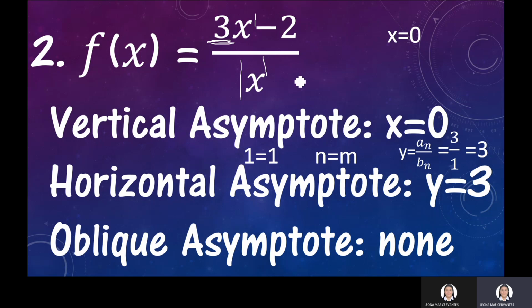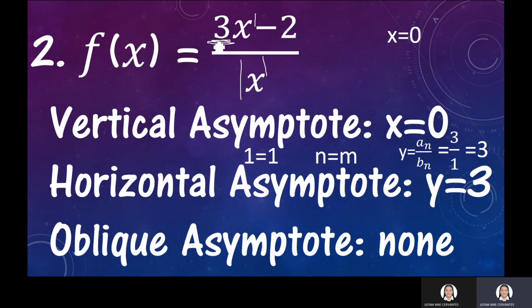Okay, again, denominator x equate to 0. Vertical asymptote, x equals 0. Horizontal asymptote, highest exponent ng numerator is 1. Highest exponent ng denominator is also 1. So 1 equals 1. Therefore, n is equal to m.